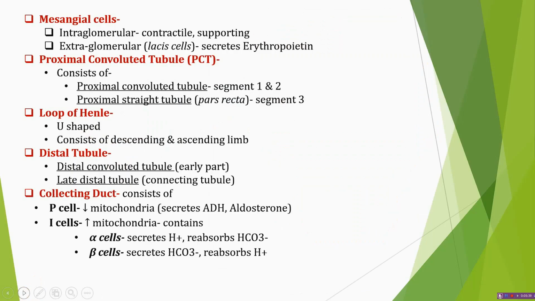So there are some things we have to know. There are mesangial cells. These are actually the supporting tissues of the kidney. There are two kinds of mesangial cells: the intraglomerular, which are surrounding the glomeruli, and the extraglomerular portions. The intraglomerular portions are contractile in nature, so they help to regulate the blood flow. And the extraglomerular mesangial cells, which are also called the Lacis cells, help to secrete erythropoietin. It is a part of the juxtaglomerular apparatus. Now the tubular portion, the first portion is called the proximal convoluted tubule, as we have already seen.